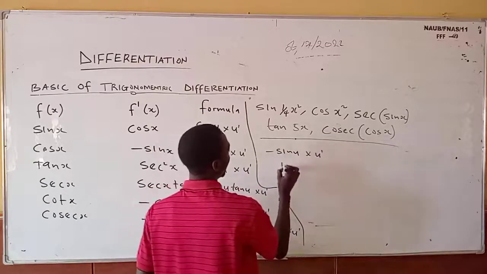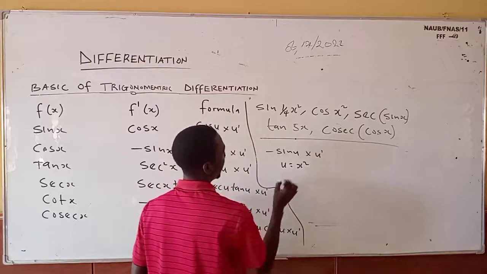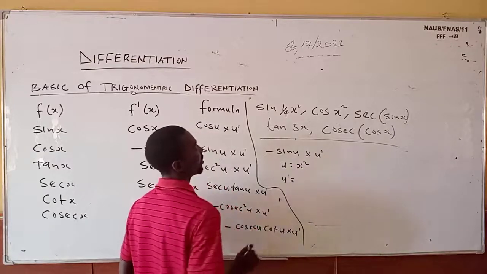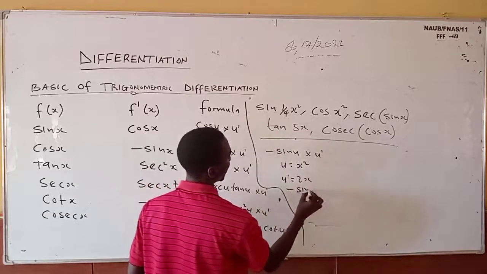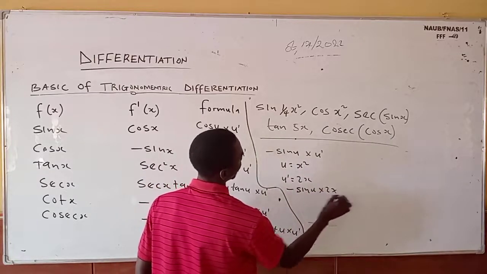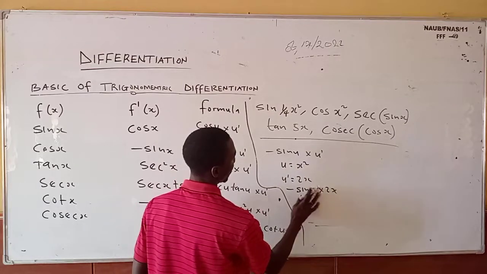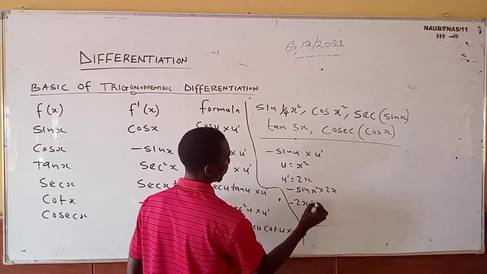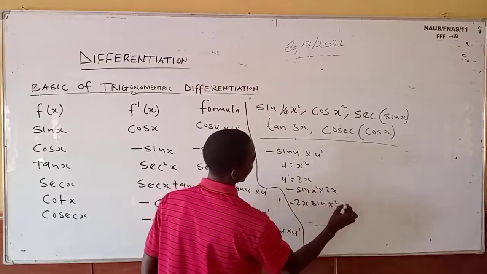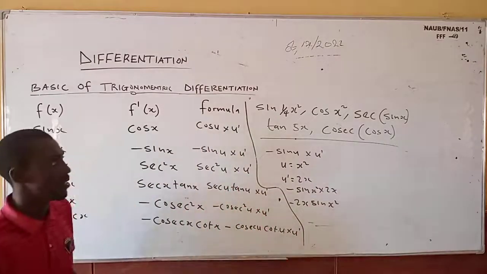Your u is equal to what? s squared. Then u prime is what? If you differentiate s squared, you are going to have 2s. So rewriting this, you are going to have minus sine u times 2s. So your answer is minus 2s sine s squared. Do you get this?